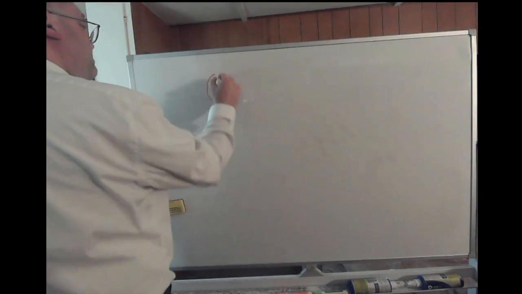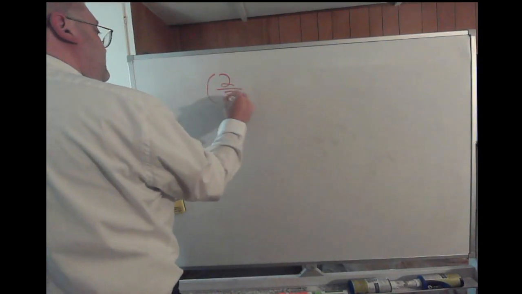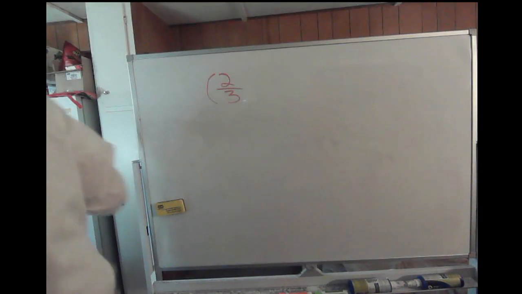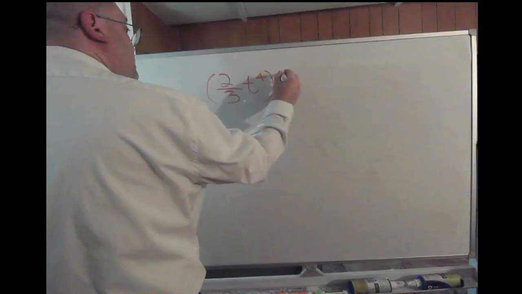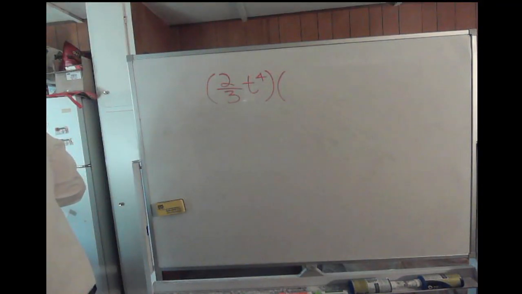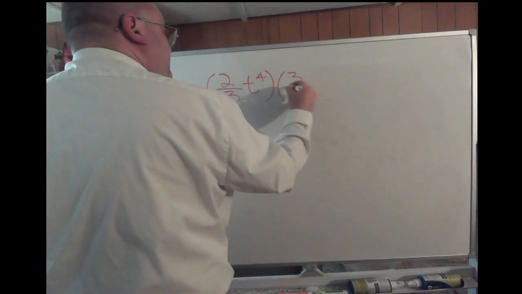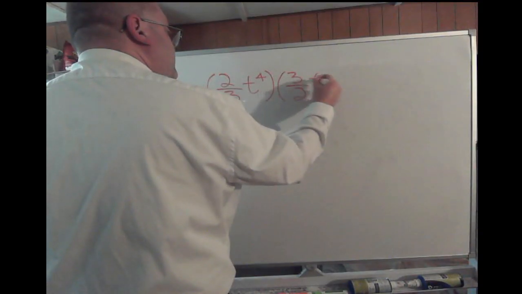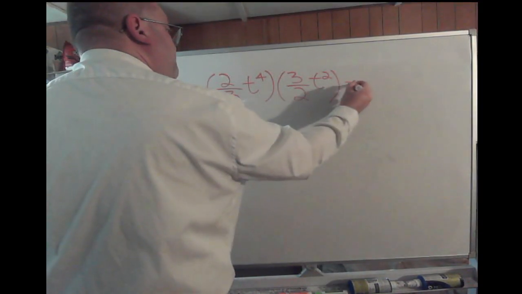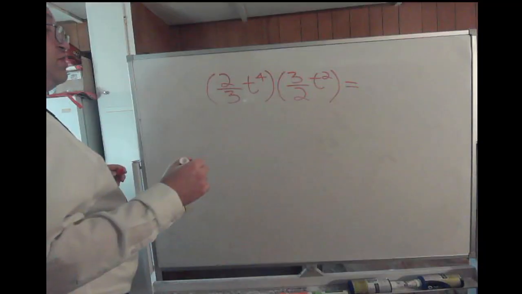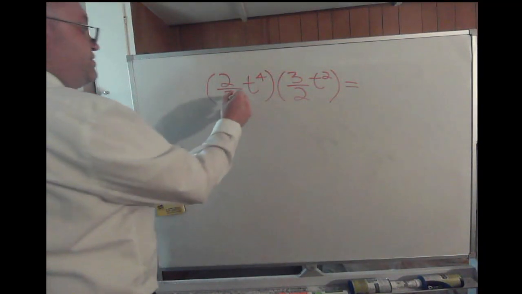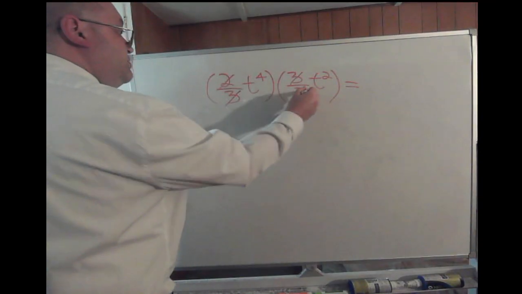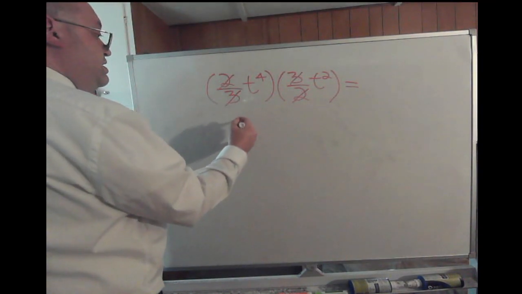Alright, let's spice it up a bit with some fractions. Let's say you have 2/3 times t to the 4th times 3/2 t to the 2nd. Well, still, you're going to take your coefficients of 2/3 times 3/2. Notice the 3's will cancel out, so will the 2's. You're left with a coefficient of 1.